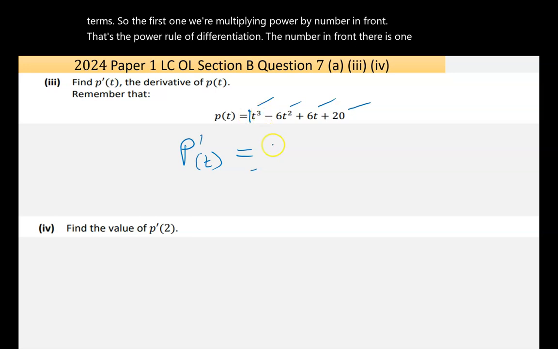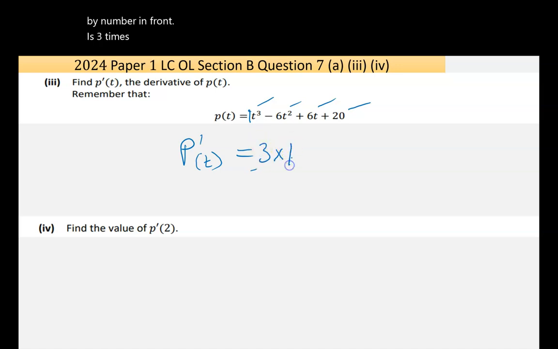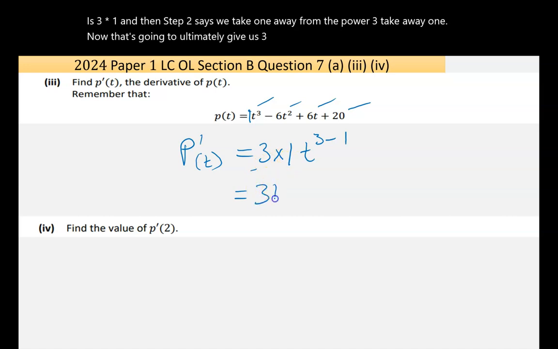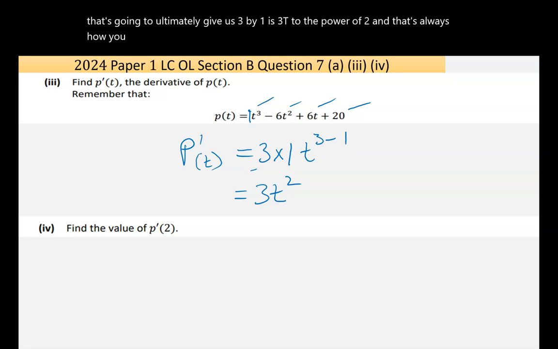So power by number in front is 3 times 1. And then step 2 says we take 1 away from the power, 3 take away 1. Now that's going to ultimately give us 3 by 1 is 3t to the power of 2. And that's always how you differentiate something like that.